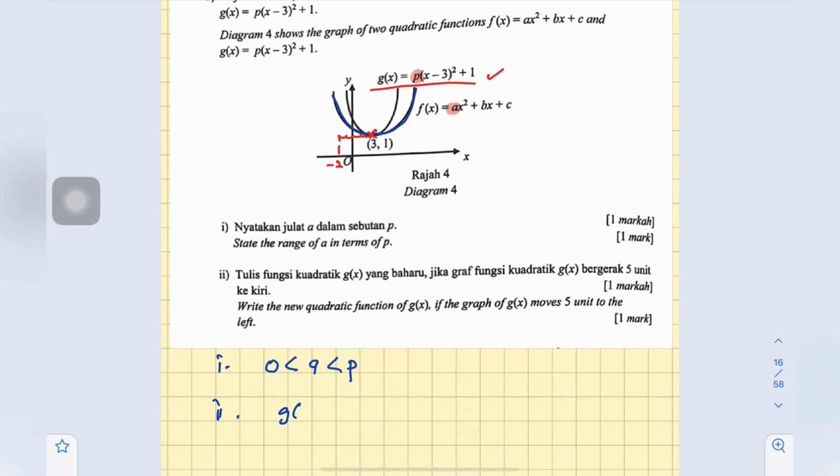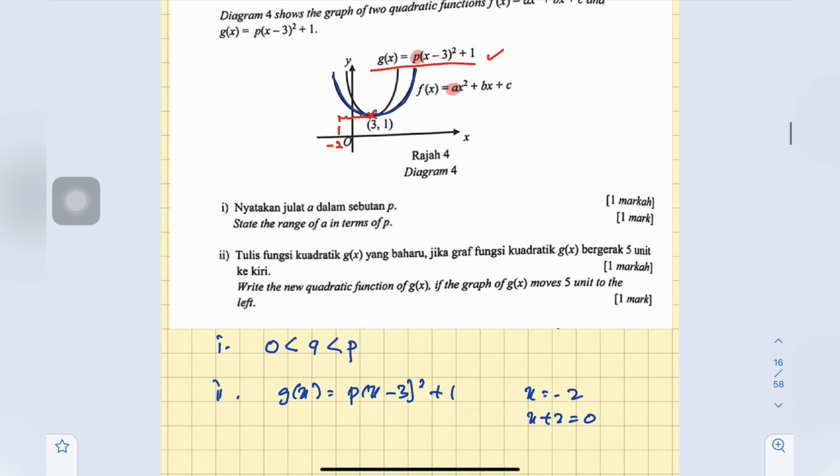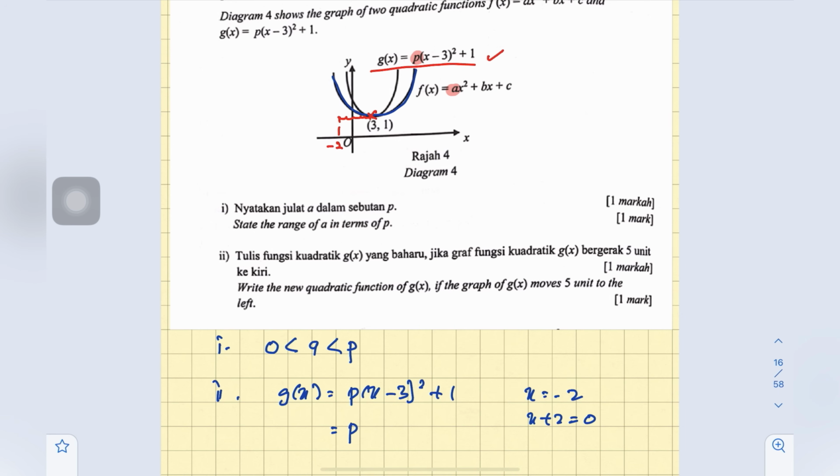At first we have g(x) equals p(x minus 3) squared plus 1, okay? So it has shifted to the left by 5. So the axis of symmetry is x equals negative 2, so x plus 2 equals 0. The minimum value is the same. So this one becomes p(x plus 2) squared plus 1. So this is the new g(x).